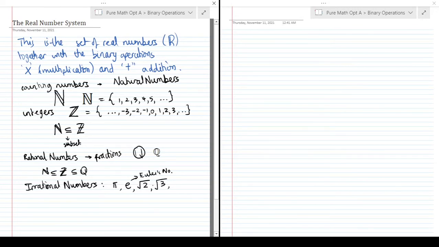Those numbers simply cannot be written as fractions, right? So, those are numbers that cannot be written as fractions. But they do have a value. They do have a location on the number line, let's say. Now, when you take the rational numbers and the irrational numbers and you join them together, you form what is called the set of real numbers.